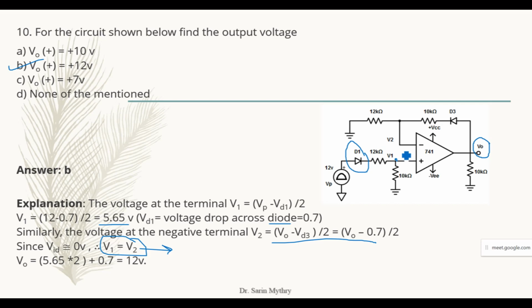Virtual ground concept. Good. It's a virtual ground concept. Because of the virtual ground concept, or else we call it the virtual short concept, V1 is equal to V2, and you apply the formula here. When you equate these two, ultimately you are going to get the answer. Finally, that answer is equal to 12 volts.